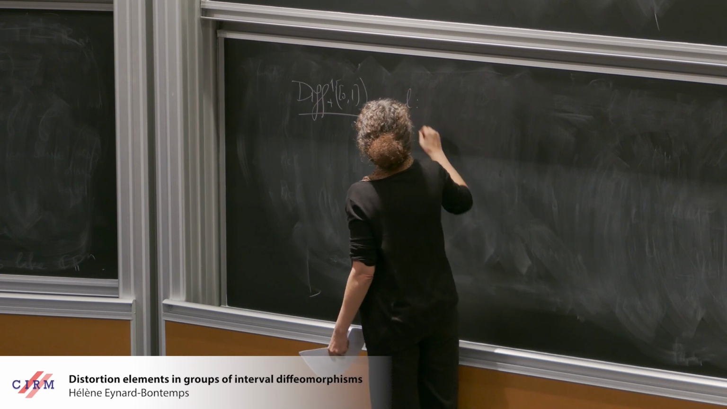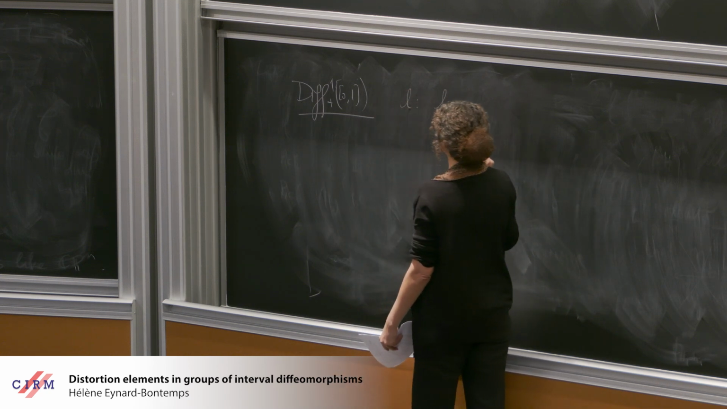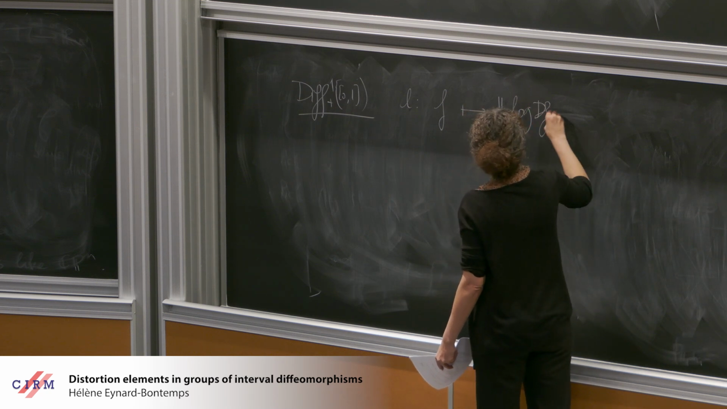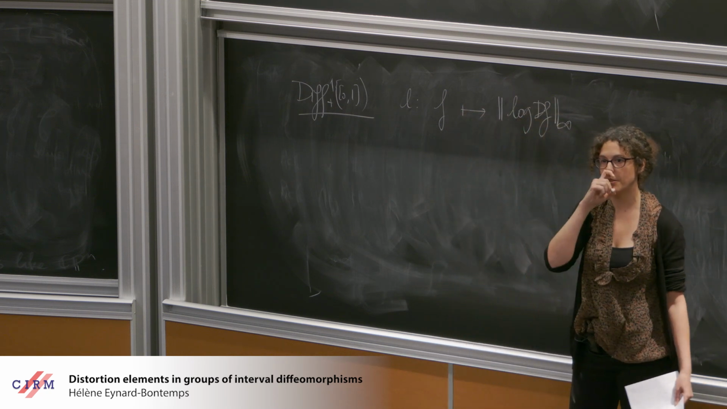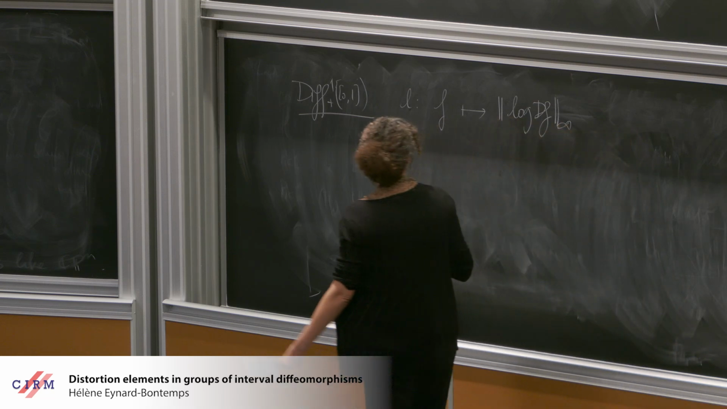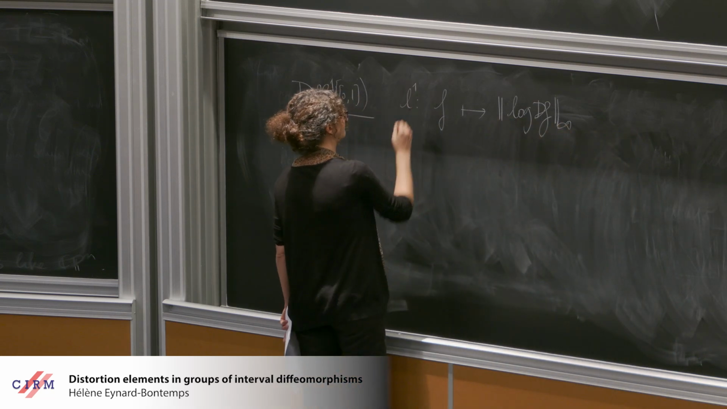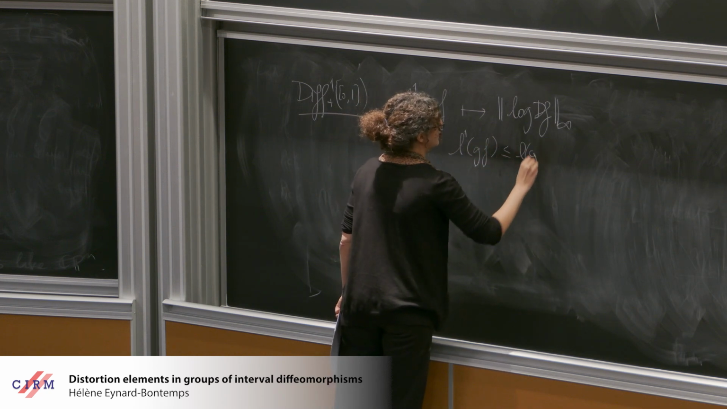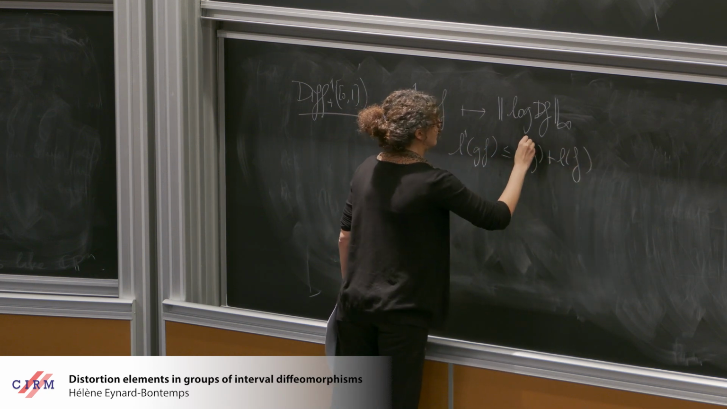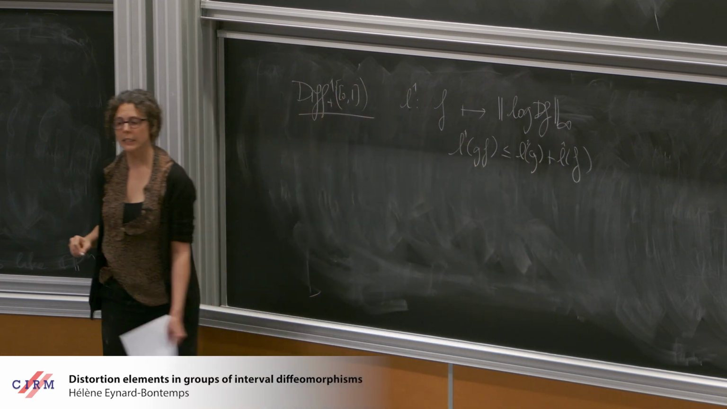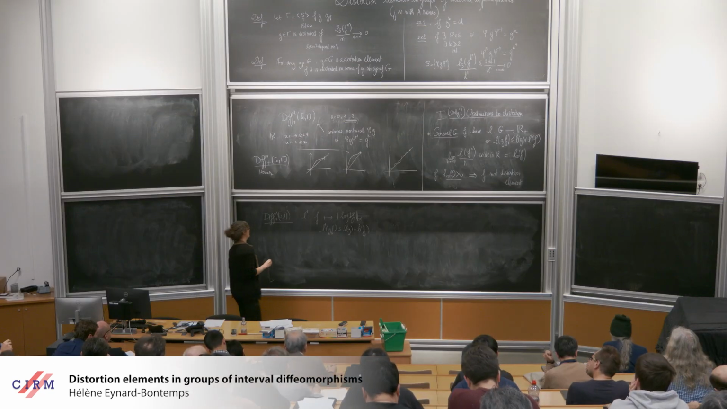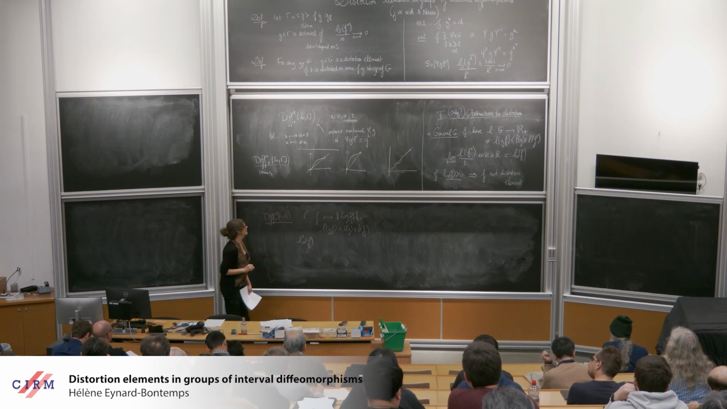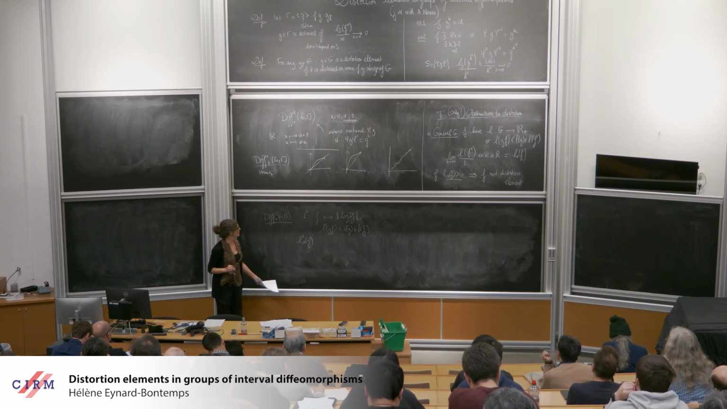In this one, I'm going to look at the map that to some C1 diffeomorphisms associates the uniform norm of the logarithm of its derivative. And because of the chain rule, it is true that you have this subadditive behavior. And thus, you can define this quantity for every C1 diffeomorphism of the interval.